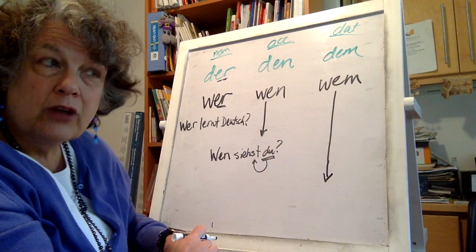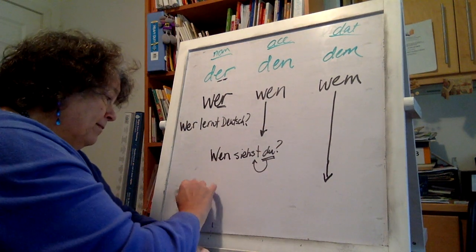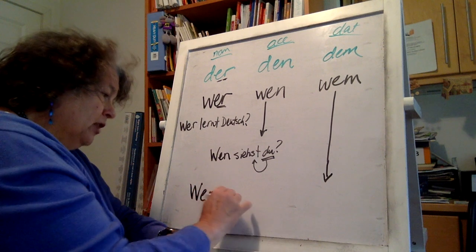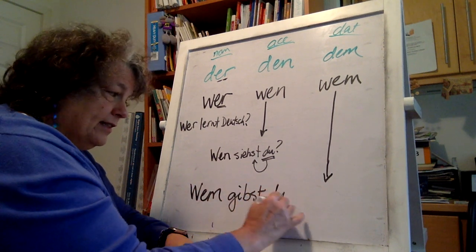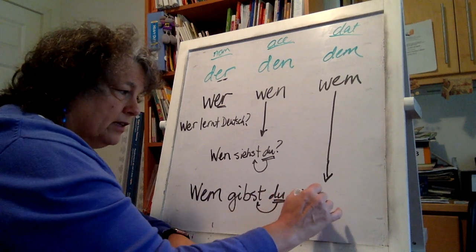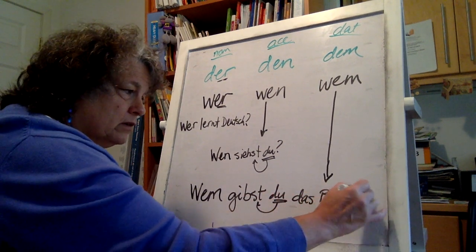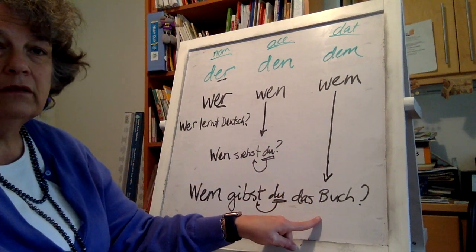And that one is going to be, well, who are you giving the book to? To whom are you giving the book? Right? So you're going to have a wem. You are doing the giving. Right? That's the subject with the verb. And then you have an object. Das Buch. So obviously you are giving the book, right?